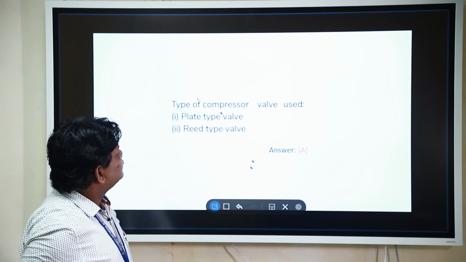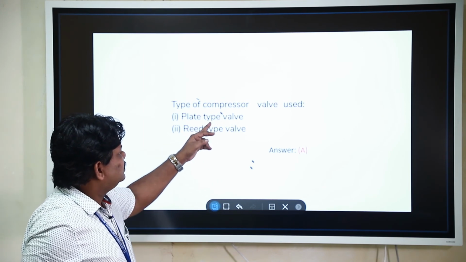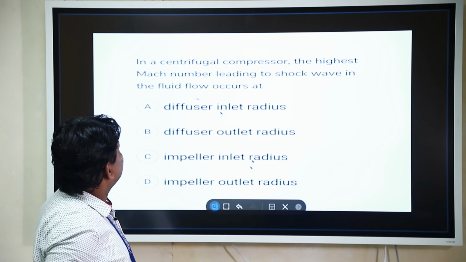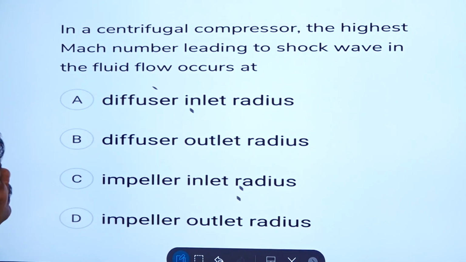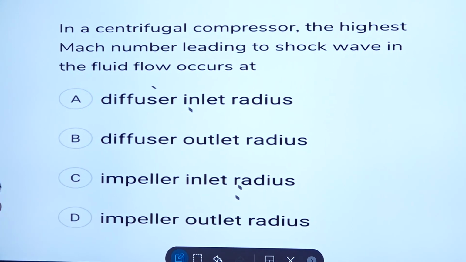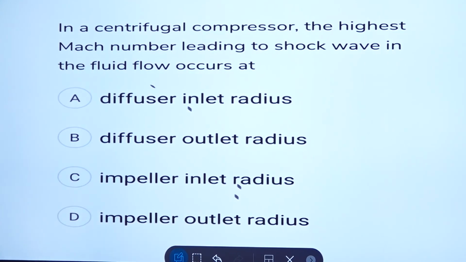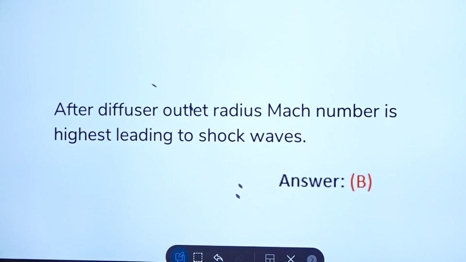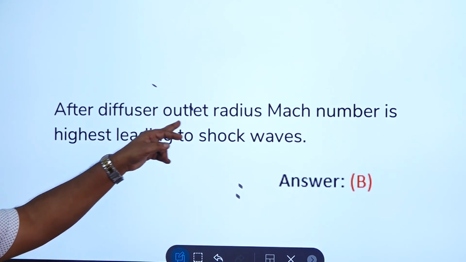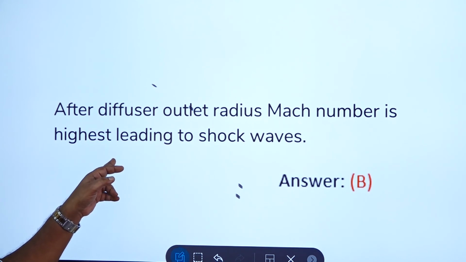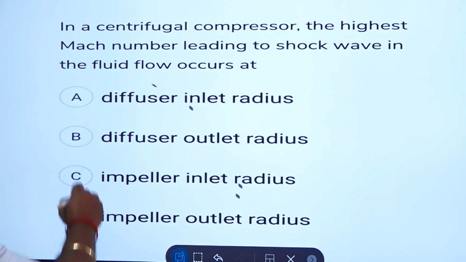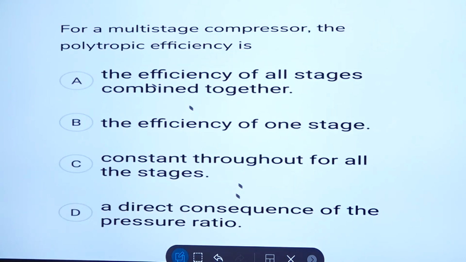Okay, the next one. You can see the type of compressor valve used is plate type, so the answer is A. Next one is, in a centrifugal compressor, the highest Mach number leading to shock wave in the fluid occurs at, so the answer is B, that is after diffuser outlet radius. Mach number is highest there, leading to the shock waves. So diffuser outlet radius, this is also a direct question.